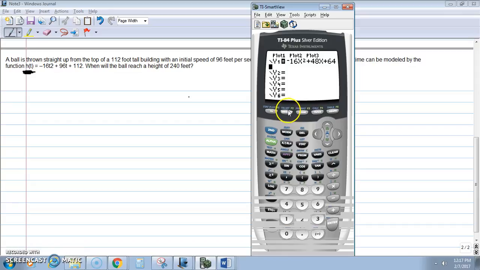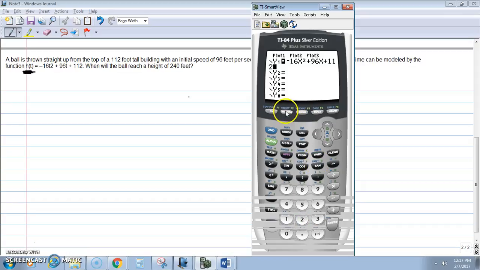We need to go to our window, and if you're doing this in class, actually do this with me. Oh, you guys, this is a different problem. It's negative 16t squared still because that's gravity, but this time our speed is what? 96. So it's going a little bit faster than before. And this time our initial height is 112. Okay?